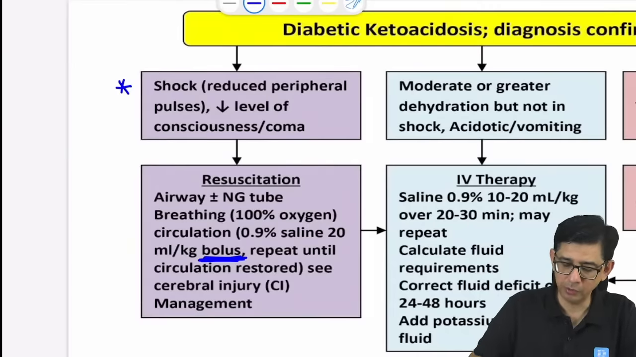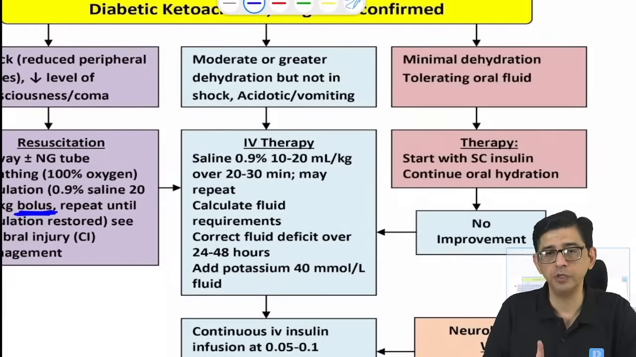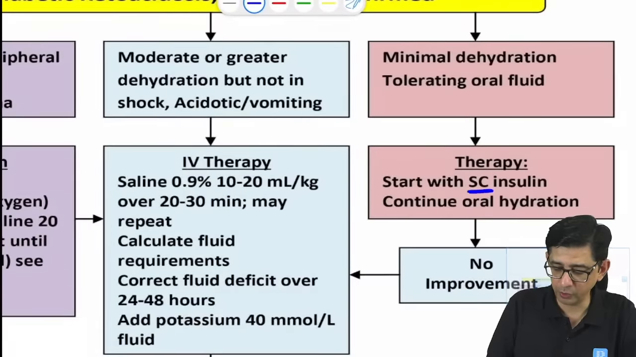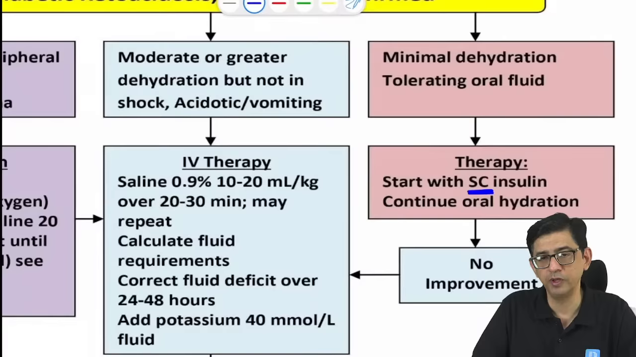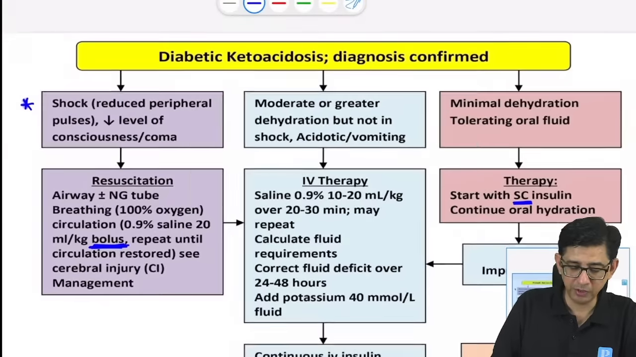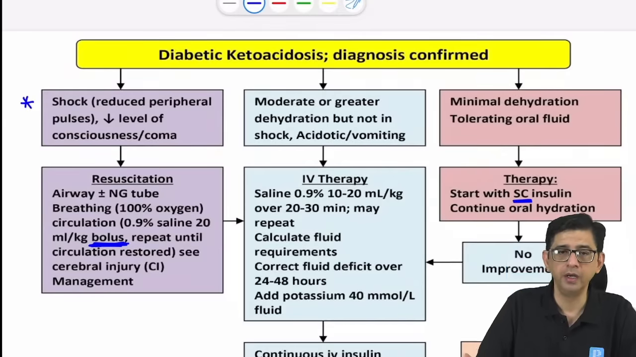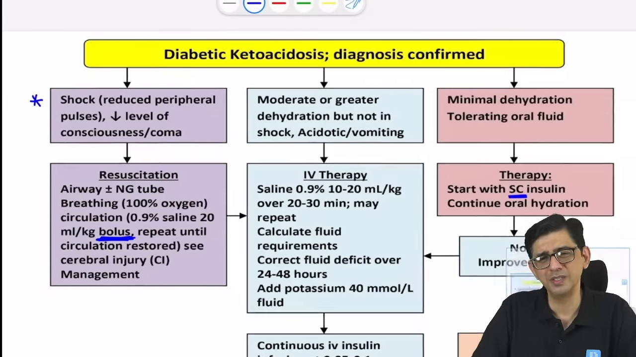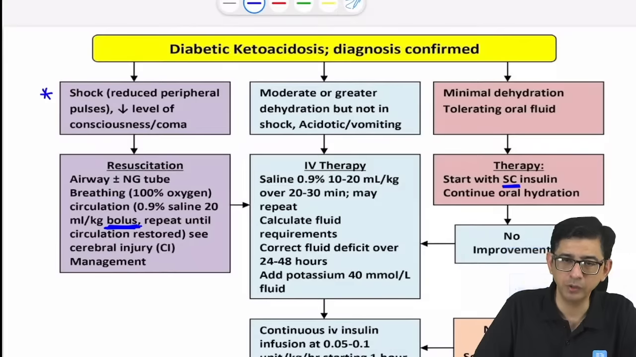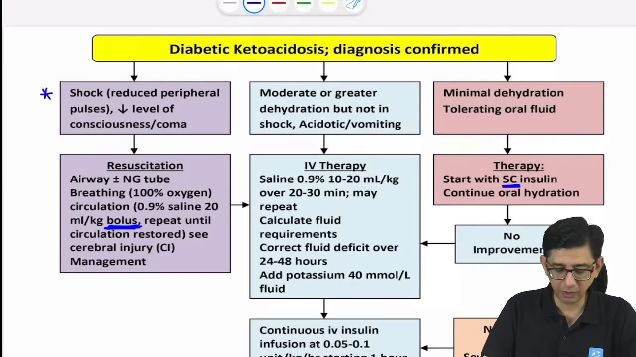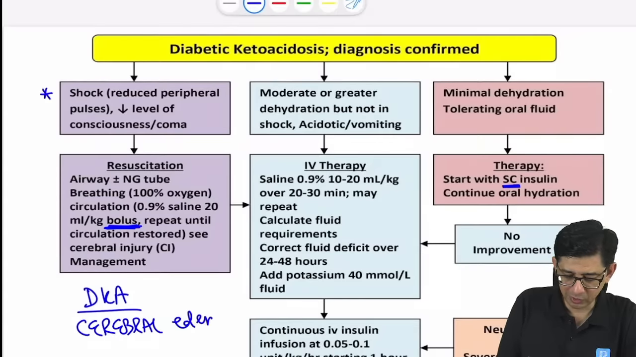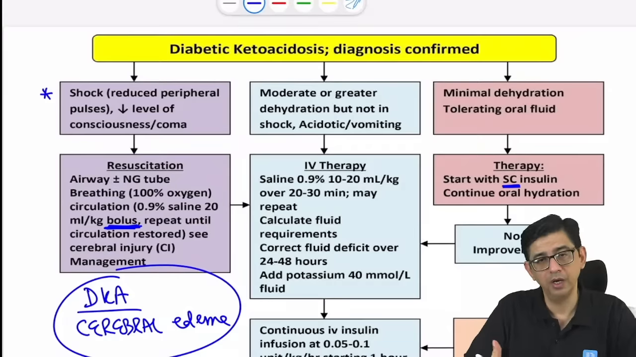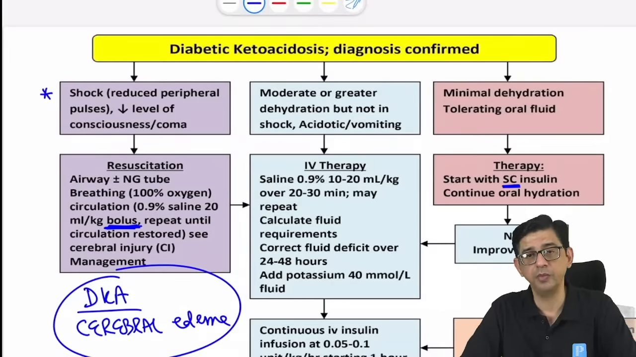Then another twist in the MCQ can be that the patient is taking orally. If the patient is taking orally, then you will give subcutaneous insulin to the patient, and since he is tolerating oral fluid, there is no need for IV fluids in this case. So in the ISPAD guidelines, there are three possibilities, and the bolus insulin has been removed because they said it causes a sudden fluid shift across the brain. It causes worsening of cerebral edema, because the leading cause of death in diabetic ketoacidosis happens to be cerebral edema, and that can be worsened by a bolus dose of insulin.